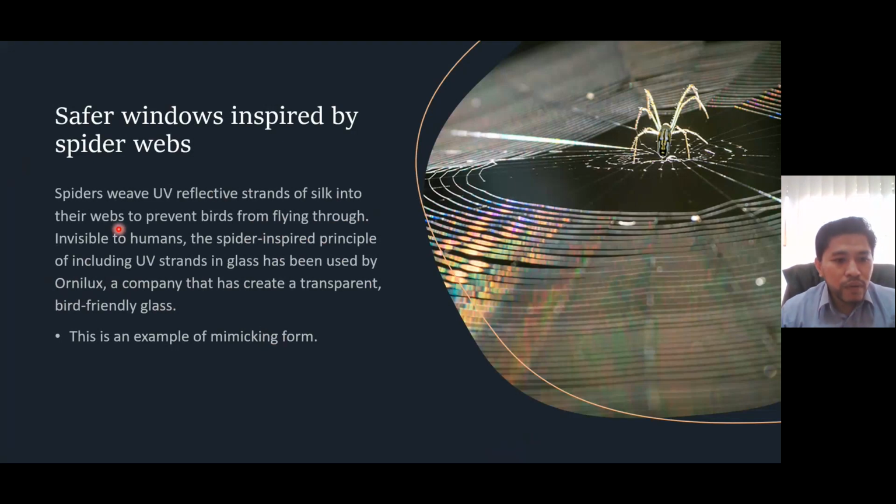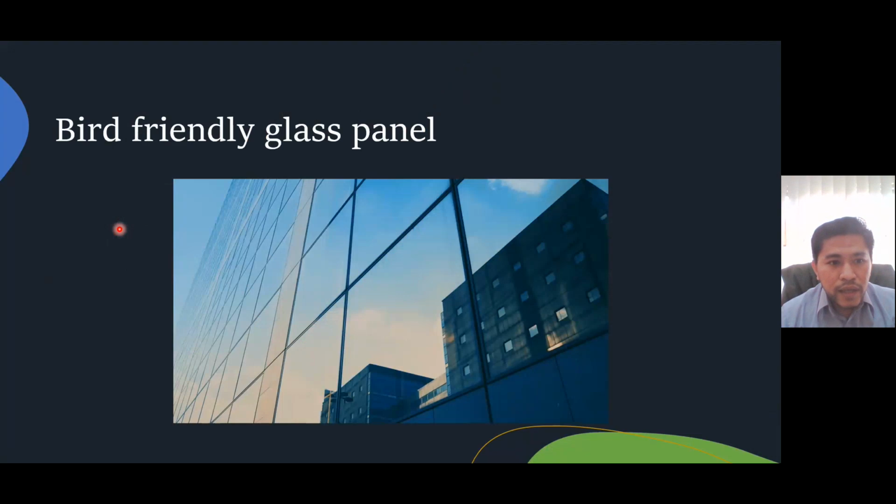So this is an example of mimicking form. We mimic something from the spider and implement it in the production of a glass panel to create a bird-friendly glass panel. The glass has a pattern, a UV reflective coating that is visible to birds, but virtually transparent to the human eye. This is quite similar to the concept of spider webs, and it helps to reduce bird collisions with glass buildings.